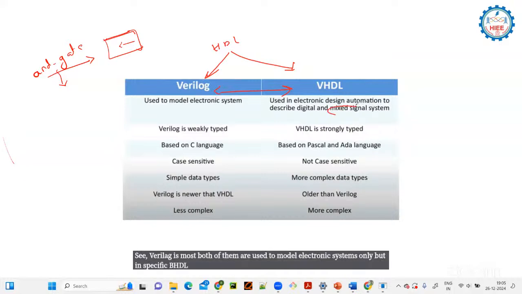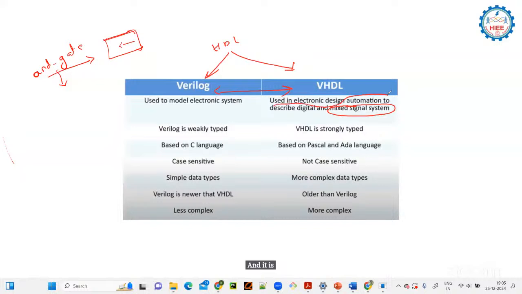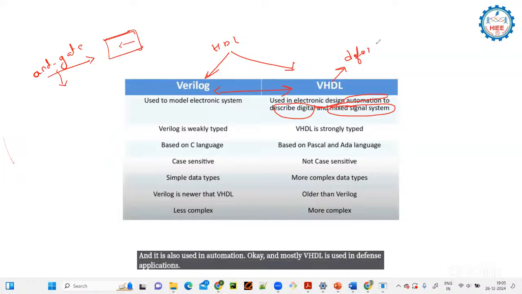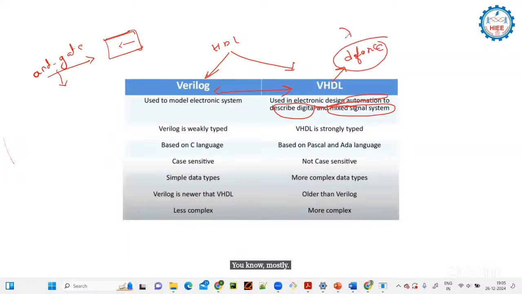for mixed signal design systems, and it is also used in automation. Mostly VHDL is used in defense applications. Not 100%, but mostly VHDL is used in defense applications.